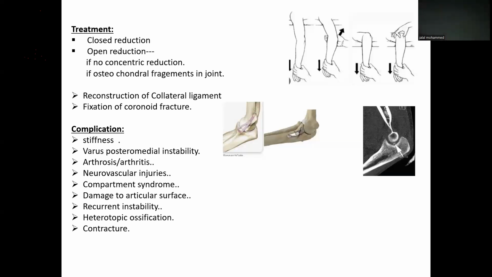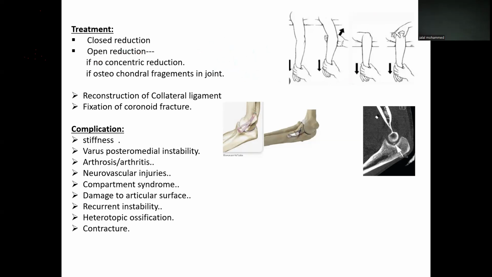So the two common indications of open reduction: when you try to reduce it but you are not getting a concentric reduction. Concentric reduction means it should be a uniform reduction. If you are feeling it is non-concentric, eccentric like this with the empty space here, then it indicates that there is something here which is not allowing it to move inside. So in such cases, you need to go for open reduction and clear the olecranon fossa.